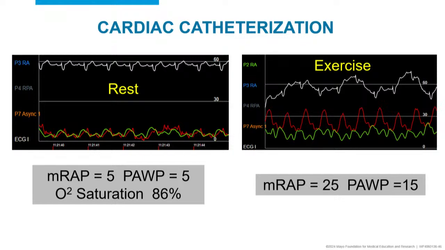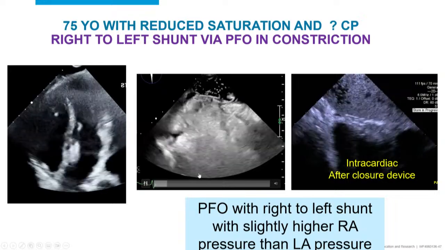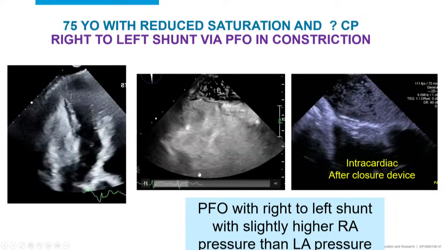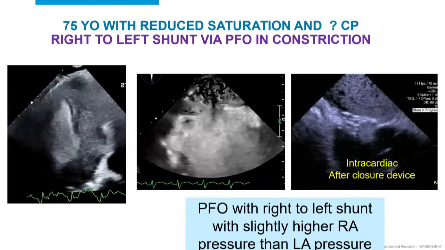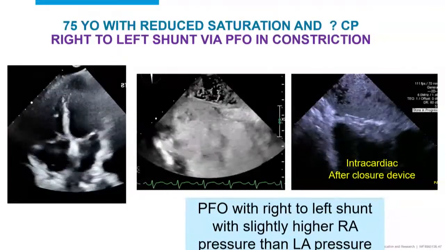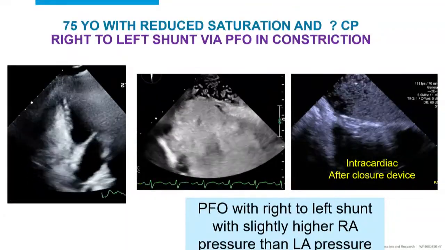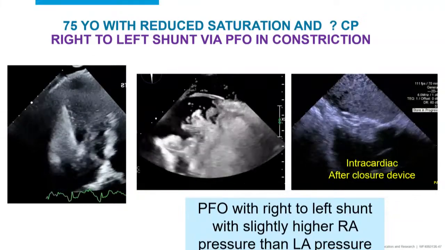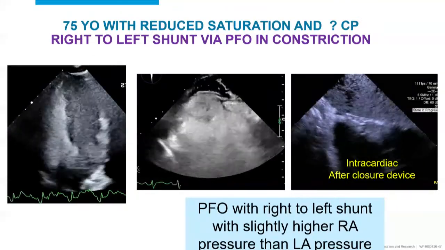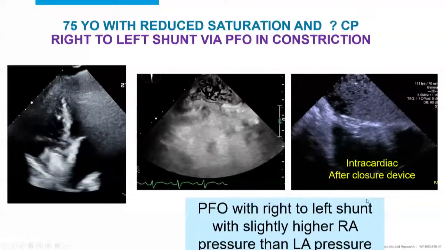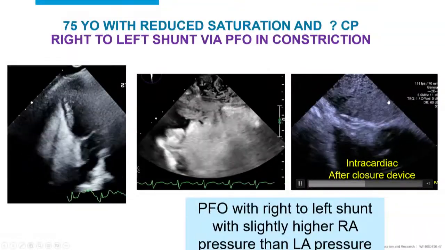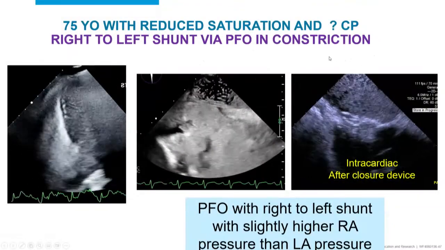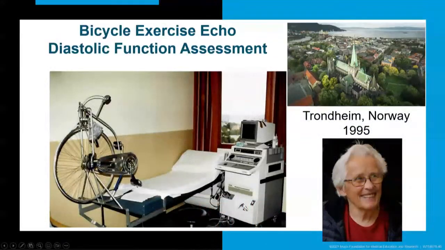So the predominant problem was, why is he hypoxemic? Because he does have a PFO, with the right atrial pressure there, and the patient with right side constriction presenting to us mainly with desaturation, right? No left side heart failure there, and then we ended up just closing the PFO, and the patient was doing fine after that. So I'm just showing you the example of the left side and the right side constriction.